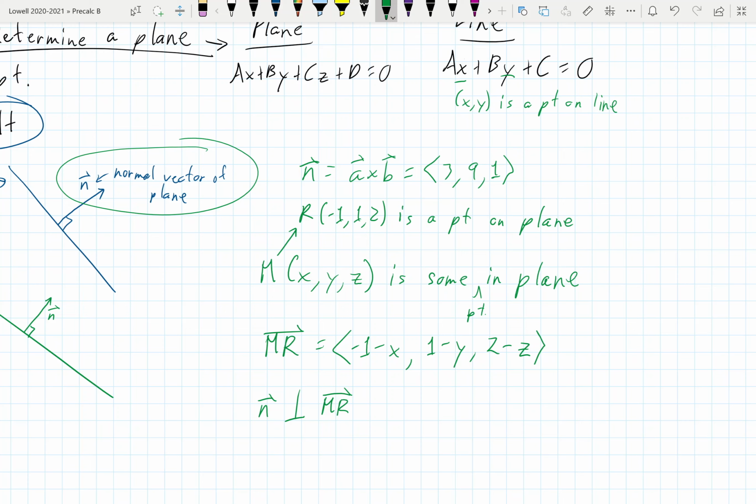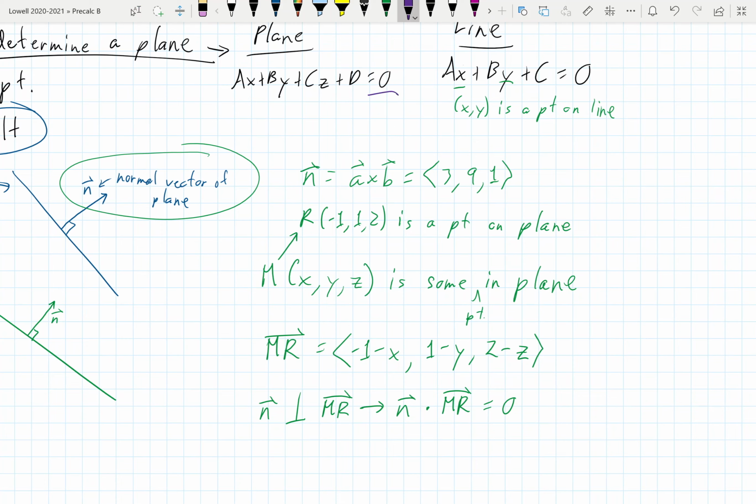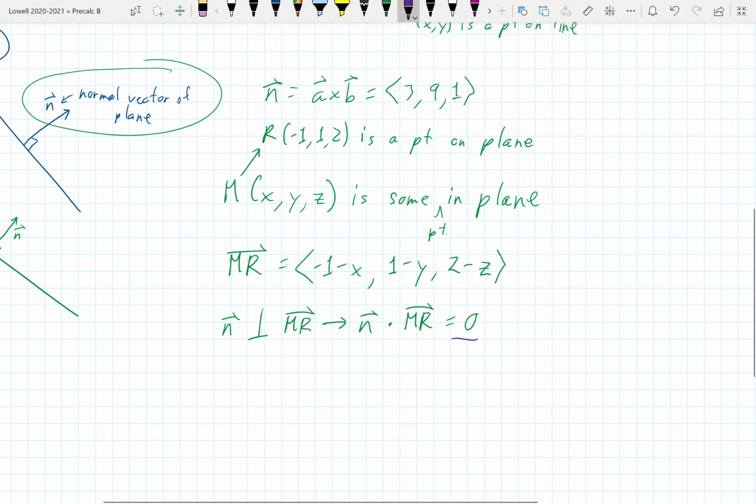How can I ensure that they are perpendicular? This is where the cross product, sorry, not the cross product, the dot product actually comes in. Because if they are perpendicular or orthogonal, then we know that their dot product is equal to 0. And that's where, by the way, this equals 0 part is going to come into play. Okay, so let's actually do this. So again, vector n is (3, 9, 1) dot (negative 1 minus x, 1 minus y, 2 minus z), and that needs to equal 0.